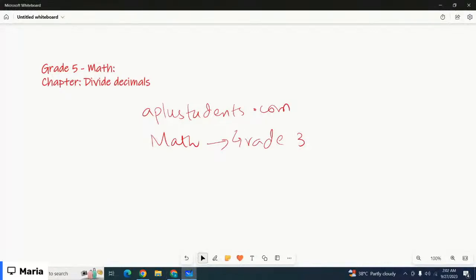The chapter we're going to cover today is divide decimals. Please make sure you have your notebook and pencil so that you can note down the important examples and definitions as well. So let's start with the first lesson, that is divide.